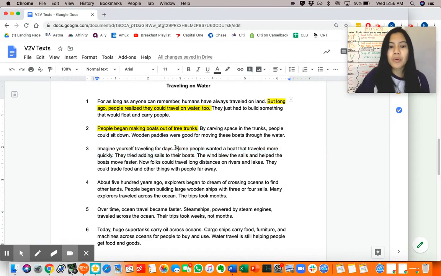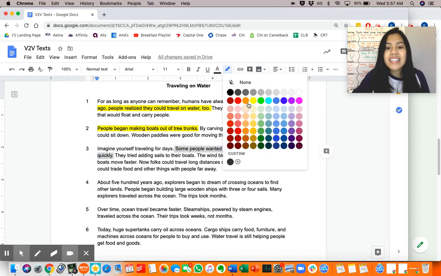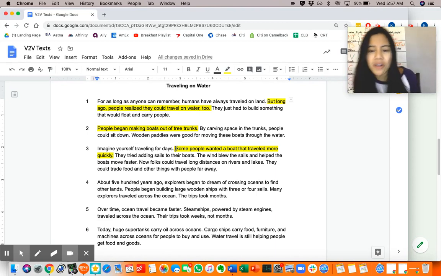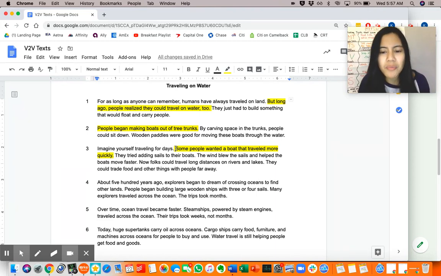Some people wanted a boat that traveled more quickly. Right, scholars, I agree. I think that this sentence does talk about how people wanted to travel quickly in the boats, not just travel on water. They wanted to go faster. So, this is an important idea and an important topic sentence. Is there another sentence that talks about why people wanted to travel more quickly?